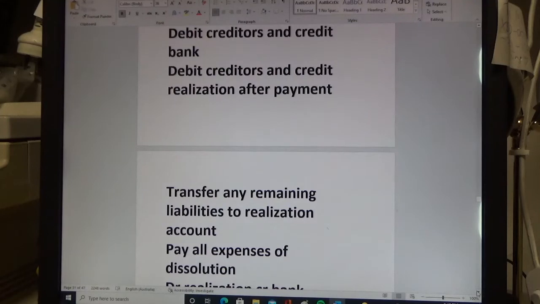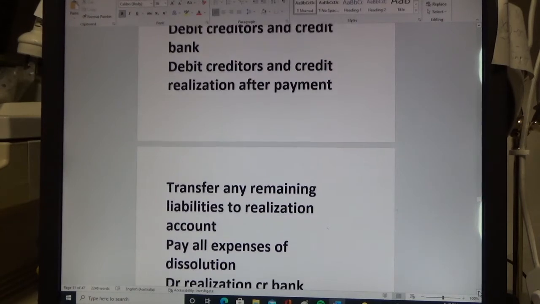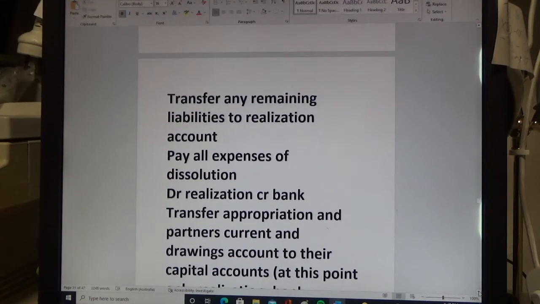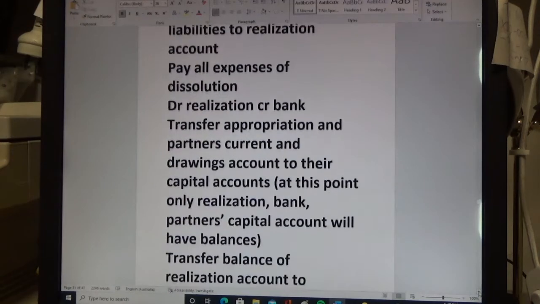Debit creditors and credit realisation after the payment. And sometimes there's even a balance of creditors which still has to be finalised and realised. So creditors might have been wound up in 2 steps before every single creditor is paid. All right, and no more creditor balance. Transfer any remaining liabilities to realisation, pay all the expenses of dissolution, debit realisation, credit bank, transfer appropriation and partners' current and drawings account to their capital accounts.